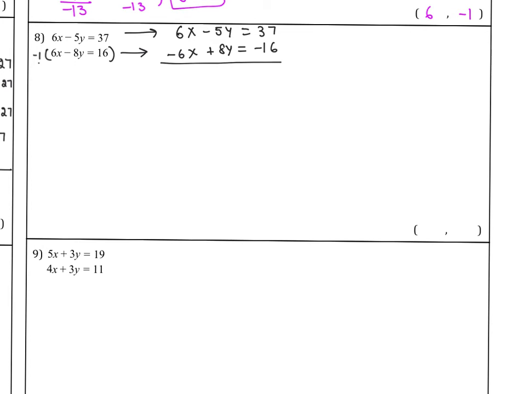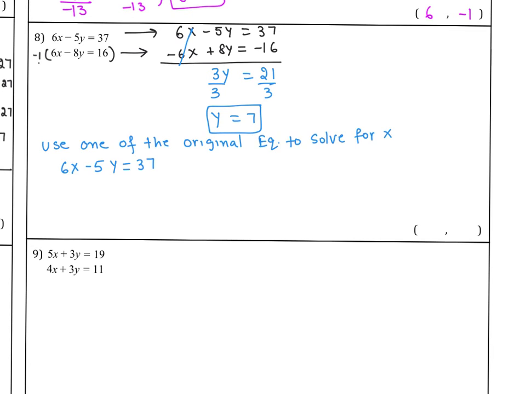Now when we add them, the 6x and negative 6x cancel. You get 3y equals 21, and you divide by 3 on both sides. The y is equal to 7. You found one of the variables, and to find x, use one of the original equations. So I'm using the original equation, the top equation, 6x minus 5y equals 37.